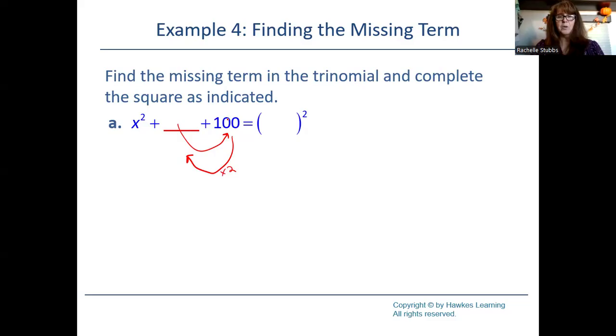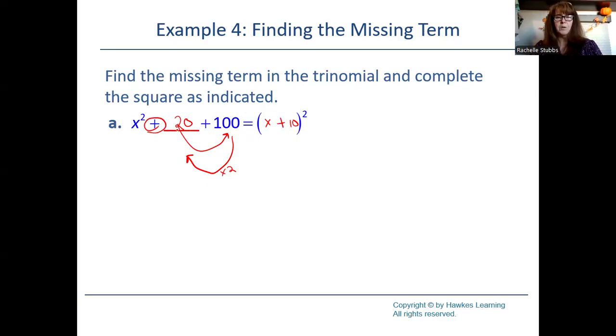So the square root of 100, sorry, is 10. 10 multiplied by 2 is 20. And then we got the 10 here because we took the square root. That's where that's coming from. And then we have just x, and it's going to be plus. So I'm going to put plus here.